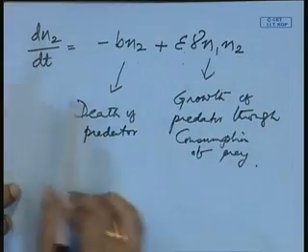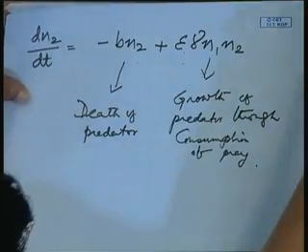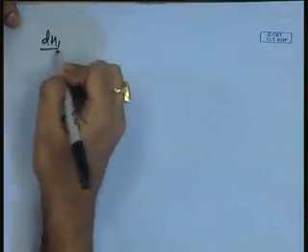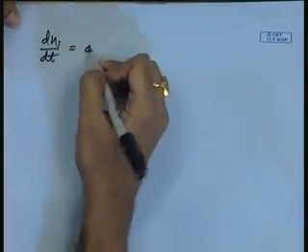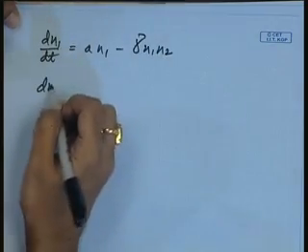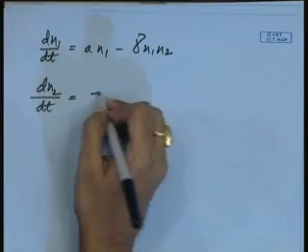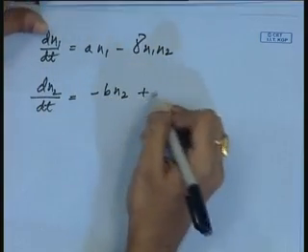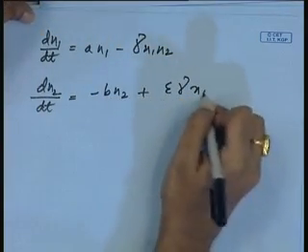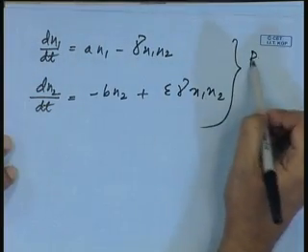Now, if I look at these two equations together, probably I will write them down again one after another so that it is easy. The first one is dN1/dt equals A N1 minus gamma N1 N2, and the second one is dN2/dt equals minus B N2 plus epsilon gamma N1 N2. So, if I look at these two equations, this is my model, the prey-predator model.